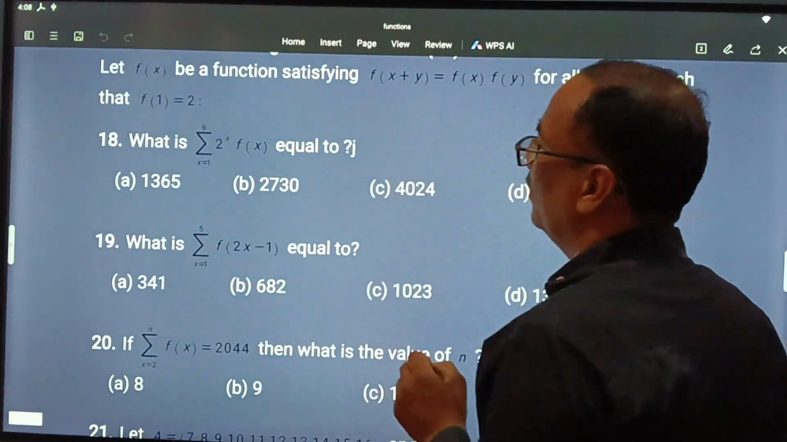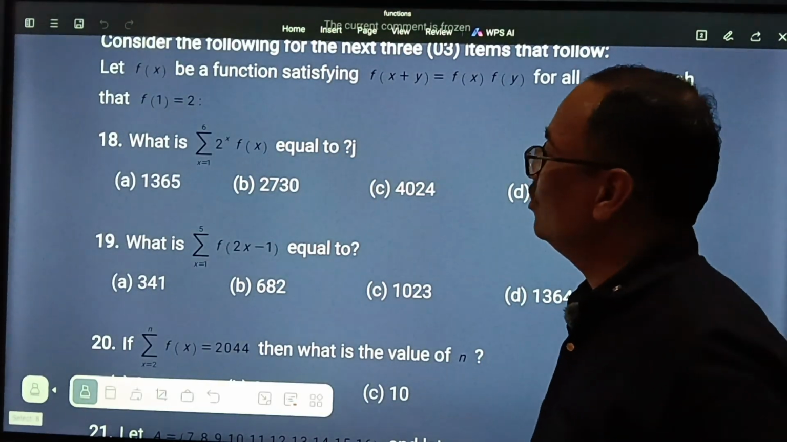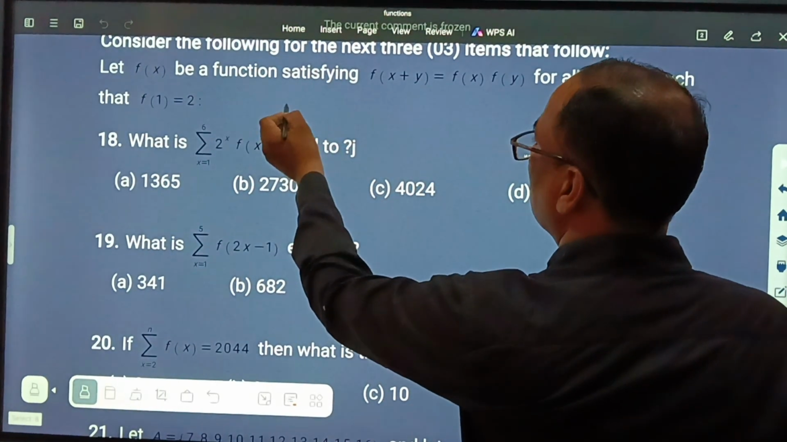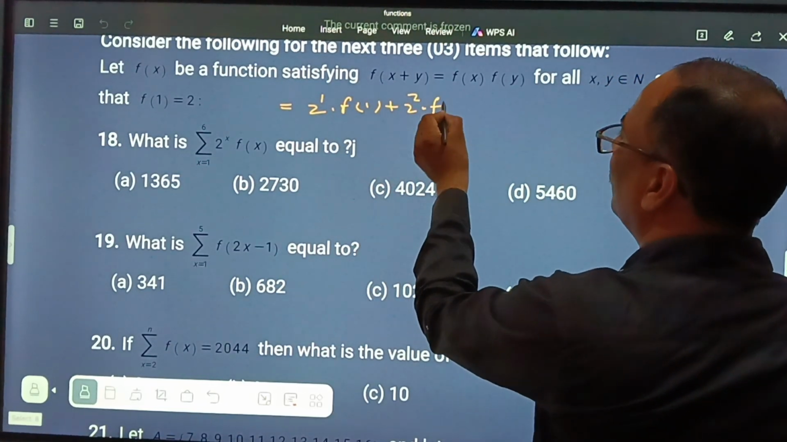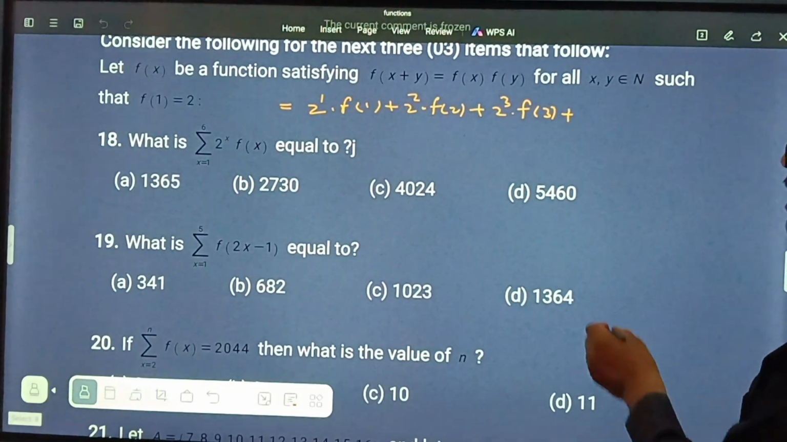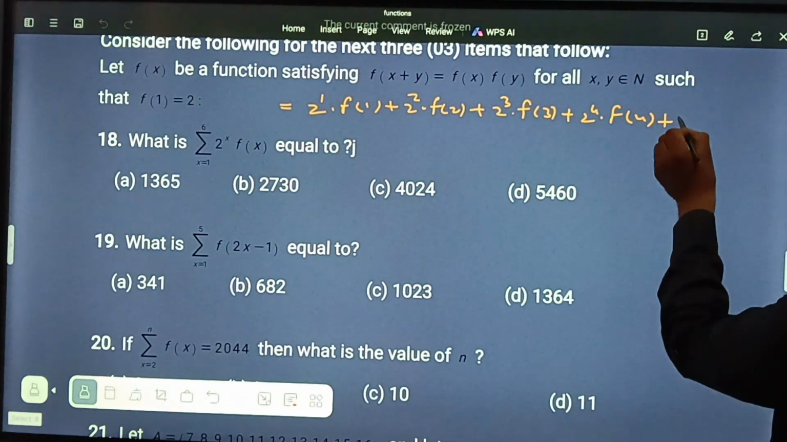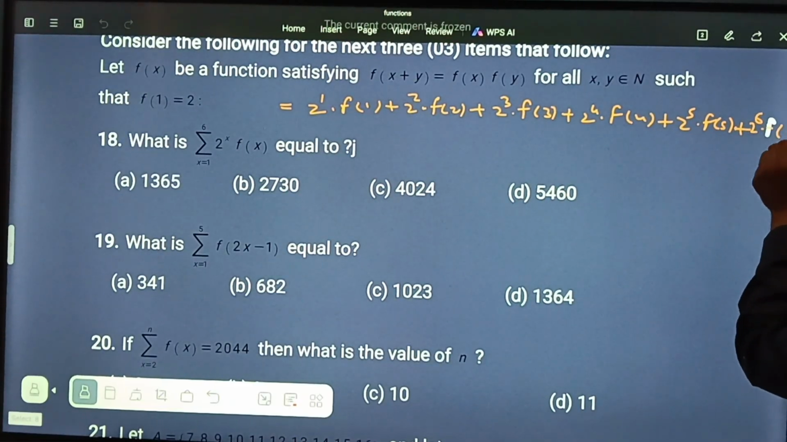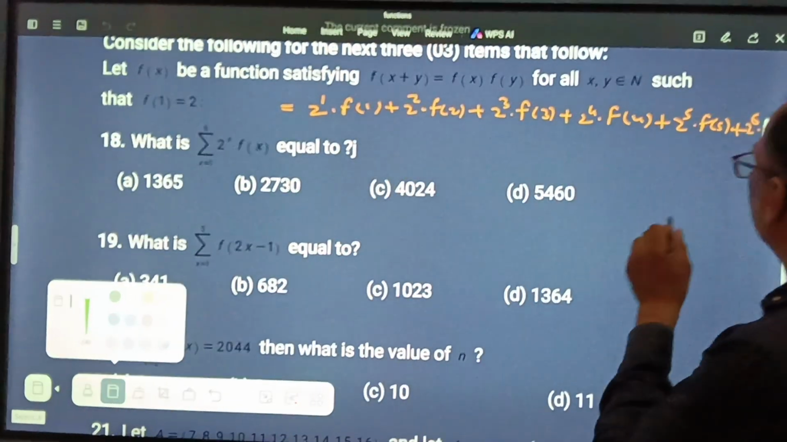Now here is the question: find the value of the sigma from 1 to 6 of 2 raised to power x into f of x. This is equal to 2 raised to power 1 into f of 1, plus 2 raised to power 2 into f of 2, plus 2 raised to power 3 into f of 3, plus 2 raised to power 4 into f of 4, plus 2 raised to power 5 into f of 5, and the last one is 2 raised to power 6 into f of 6. So here it is clear.